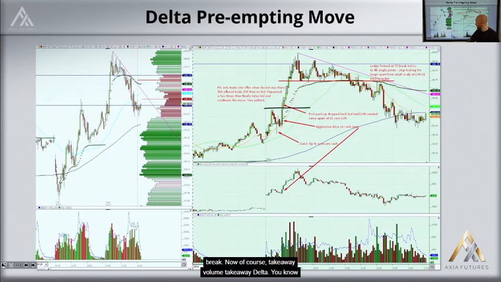Now, of course, take away volume, take away delta. You know what to do here. You can buy as we go through the level. Simple. But what you want is you want conviction. You want something that says this time it is going to work.